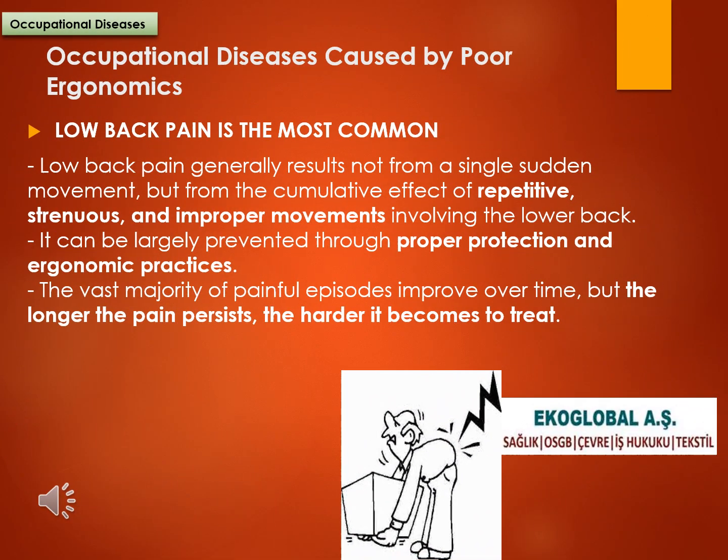In ergonomics-related occupational diseases, low back pain is the most frequently seen problem. It usually develops due to the cumulative impact of repetitive, forceful, and incorrect movements rather than one sudden injury. With preventive measures and correct body mechanics, most cases can be avoided. While the majority of acute episodes heal, once the pain becomes chronic, treatment becomes significantly more challenging.